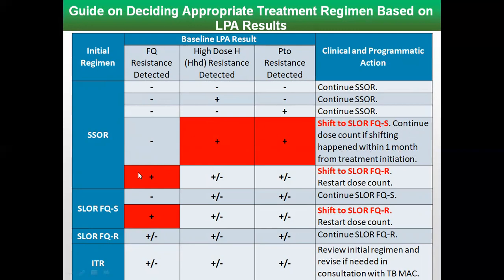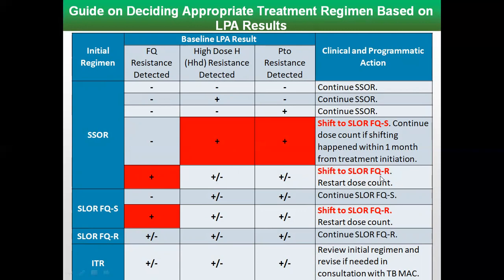Okay. Ito naman. For fluoroquinolone resistance, nakita natin yun, meron siyang resistance pattern. So whether or not positive or negative siya for high dose or low dose isoniazid, you now shift sa slower FQR. Meaning, hindi na tayo pwedeng magbigay ng fluoroquinolone. And then, for this, since isang very likely effective drug, group A drug po, ang fluoroquinolone, then we really have to restart the dose count.